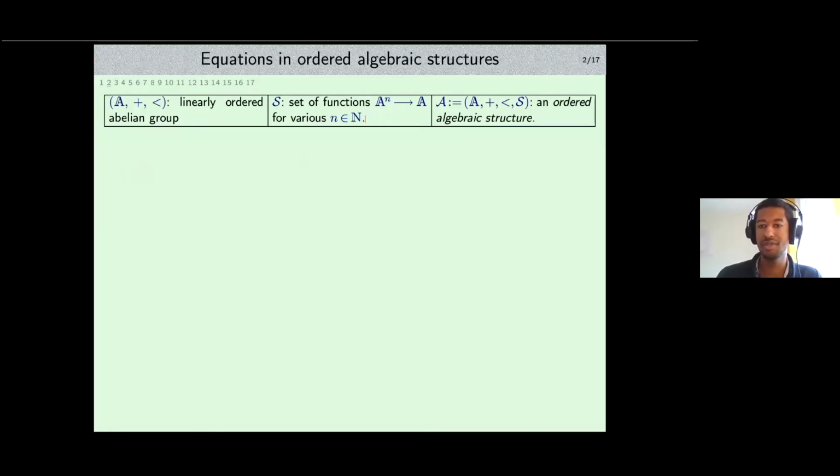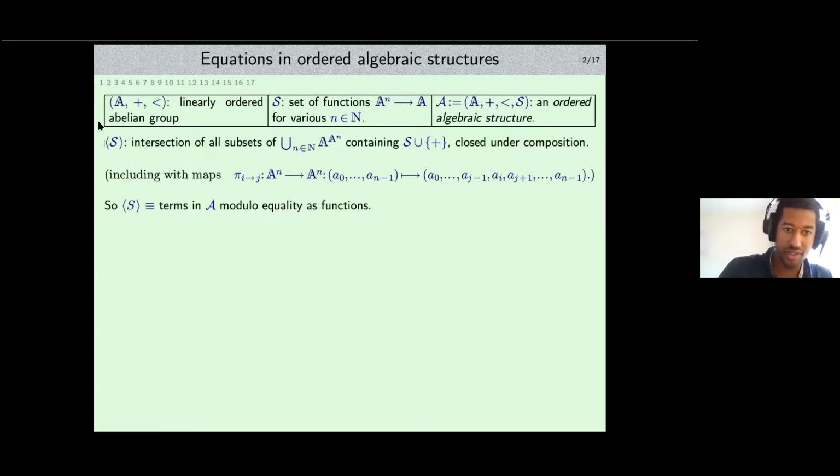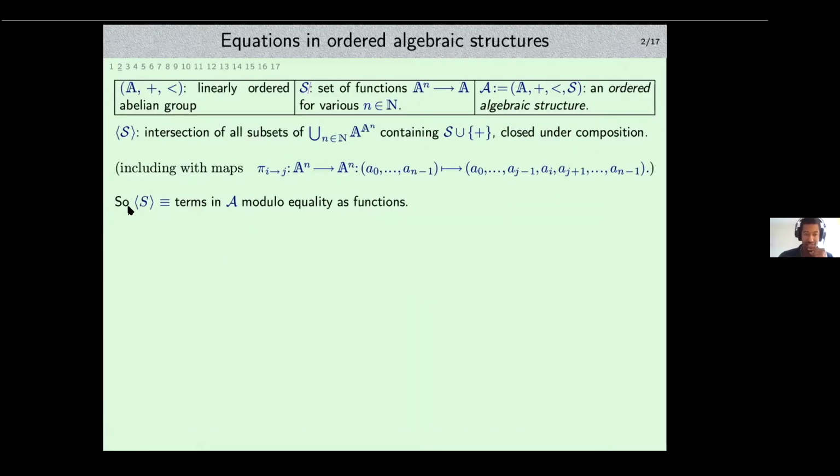We call this structure an ordered algebraic structure, so operations and a linear order. And so we can consider the closure of this set S under the composition of composable functions, including those projections which identify two variables. So, for instance, you could send (a, b) to (a, a), this type of stuff. This is just a way to do model theory, so to consider first order terms, without really doing model theory.